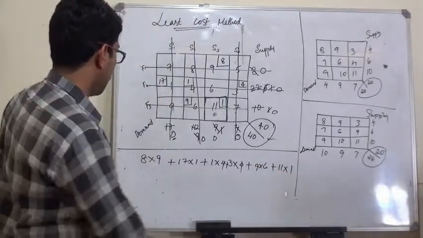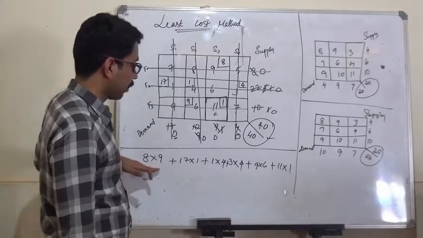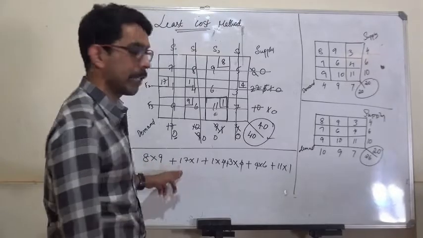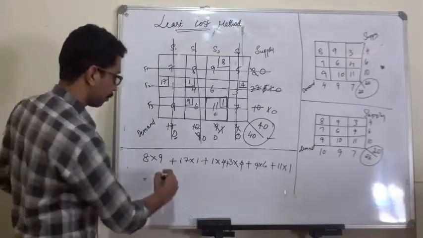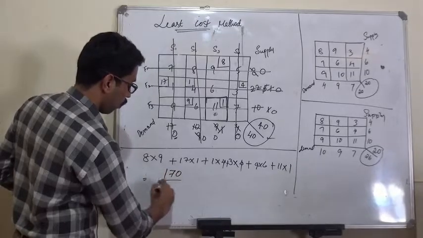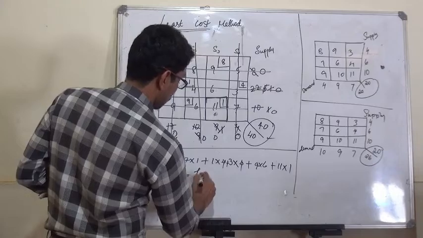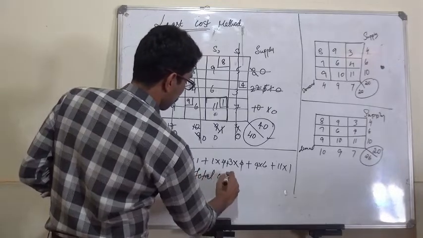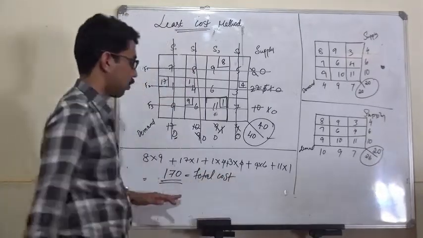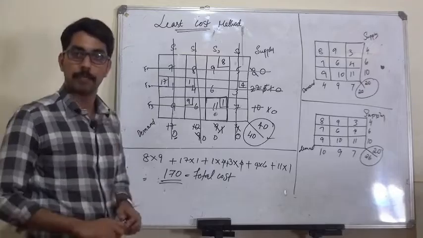Okay. So after taking the products and then adding, we will get the value 170. This is our final answer, that is the total cost. Okay, thank you.